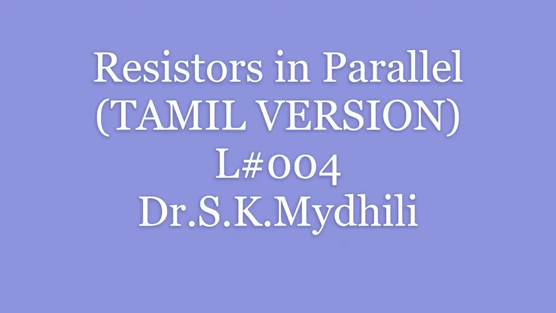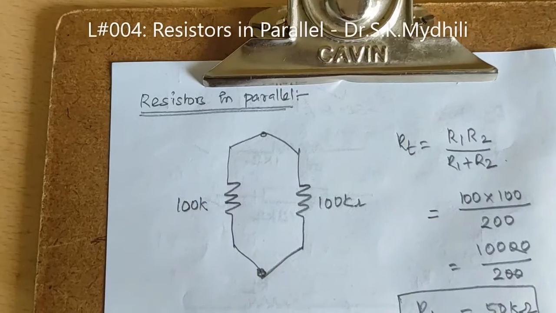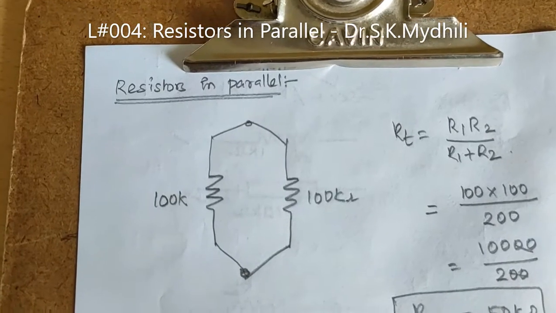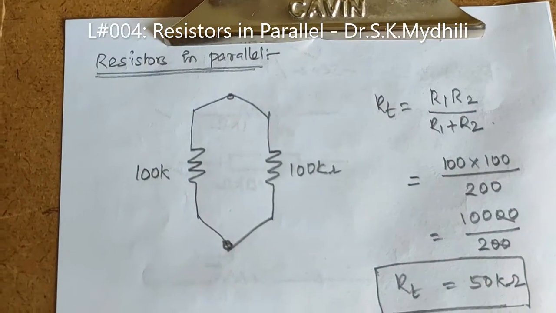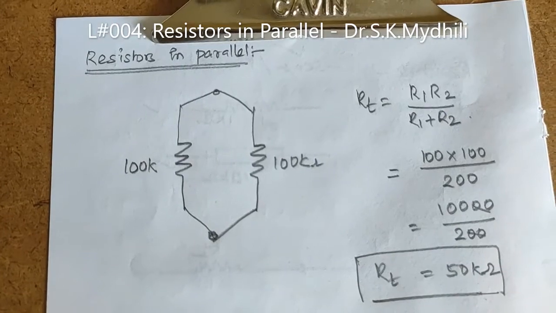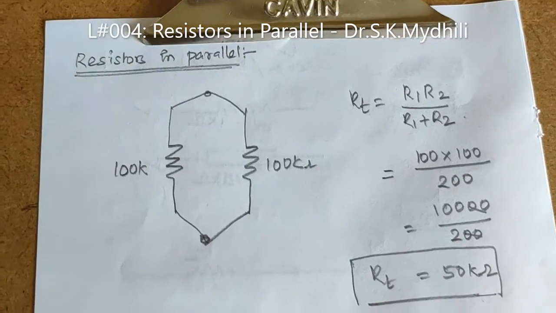Welcome to this session. In this session I am going to explain resistors in parallel. So here consider resistors which are connected in parallel. Parallel means two resistors R1 and R2.